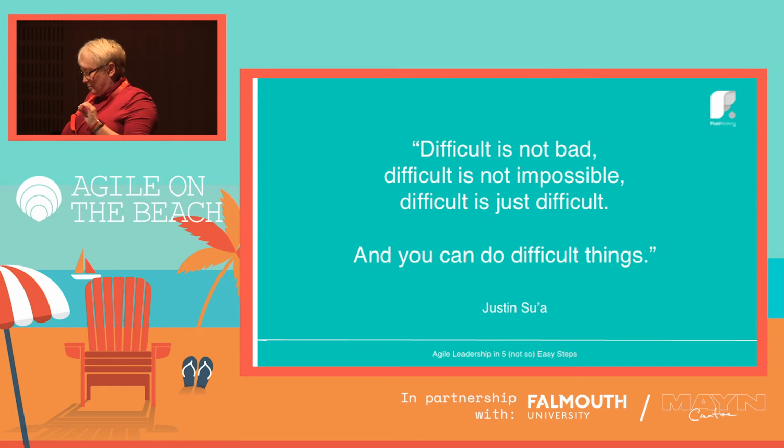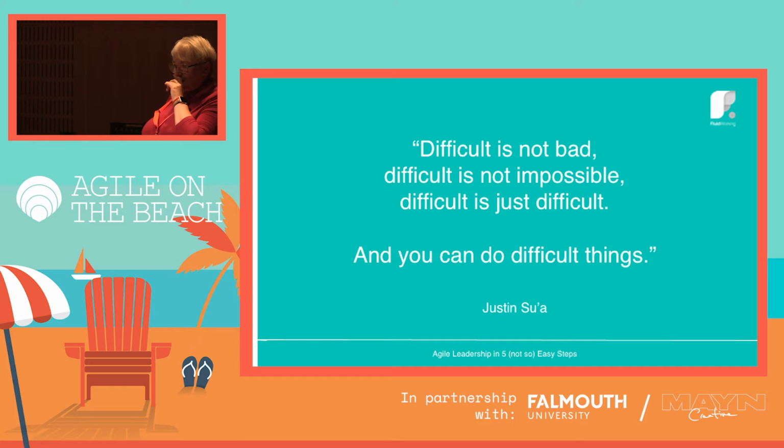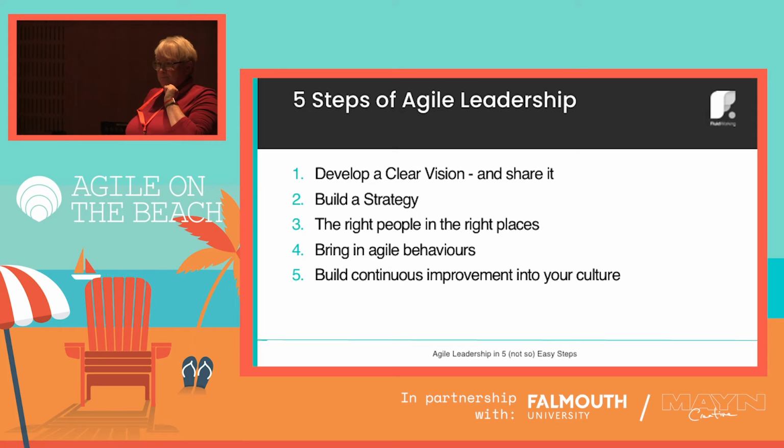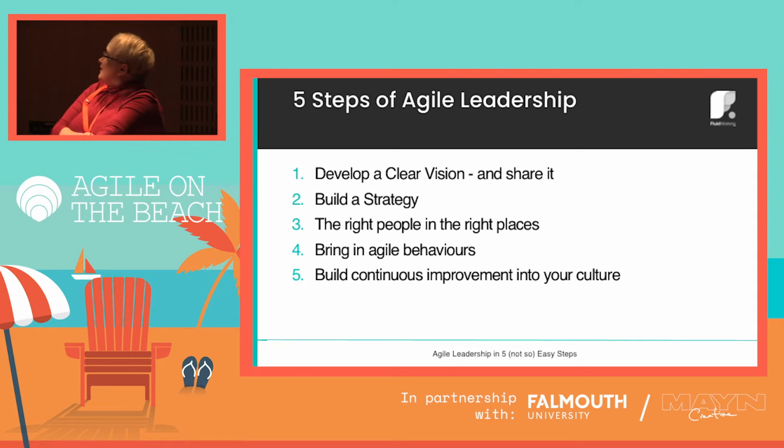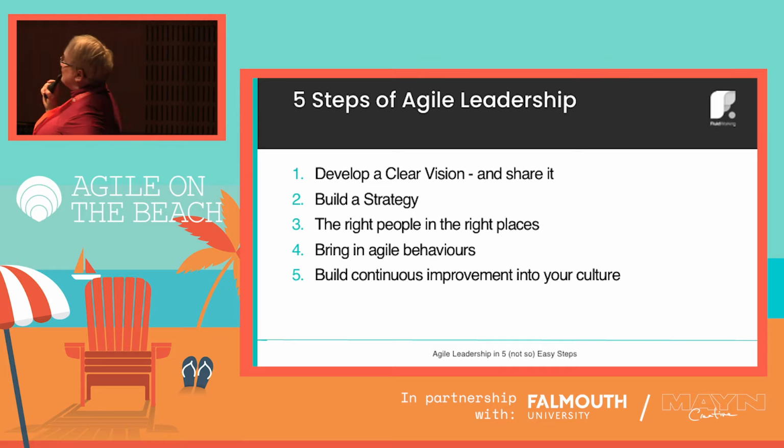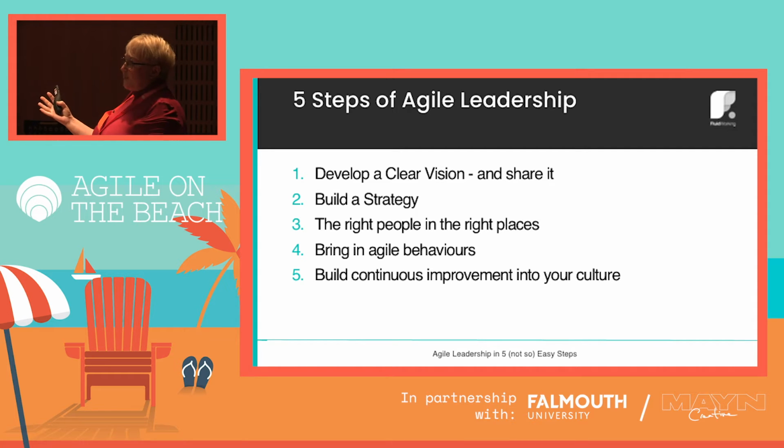And the Agile leadership kind of has that at our heart of it. So, our 5 steps of Agile leadership. We're going to break with tradition. I'm giving you all the answers up front. There is no big reveal. This is it. This is the talk. I'm going to take you through these. We're going to talk about developing a clear vision and sharing it. We're going to talk about building a strategy, having the right people in the right places, and bringing in Agile behaviors, tools, techniques, and then building continuous improvement into your culture.